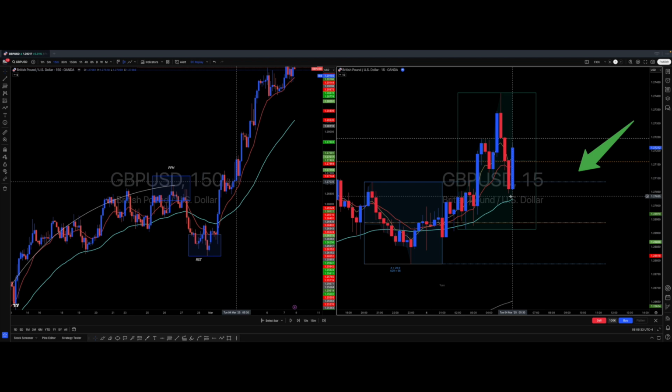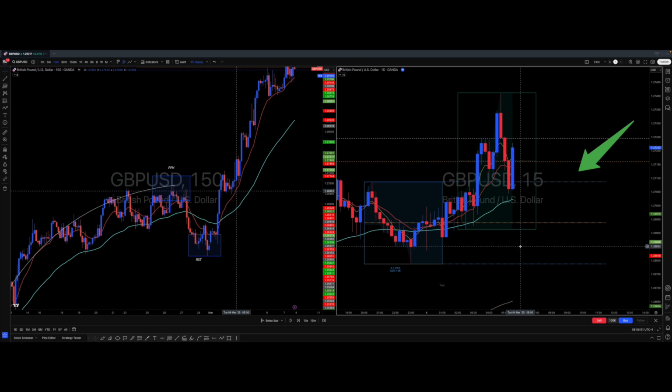But regardless, because this is not a railroad track, the next thing that we would need is essentially price to close over the 13 EMA, which in this case it already did with the blue candle.